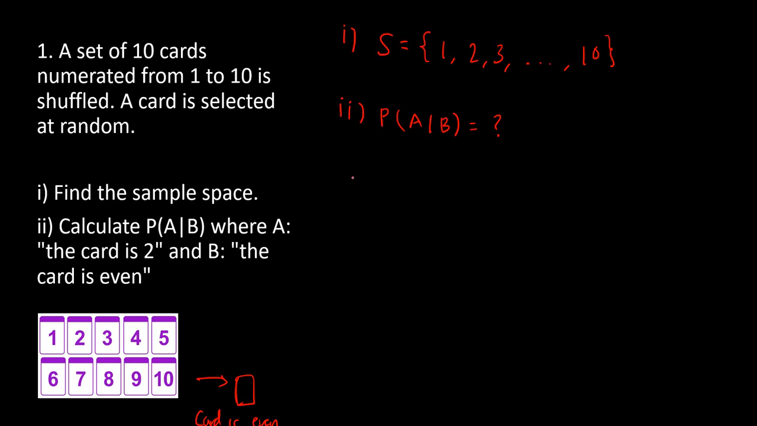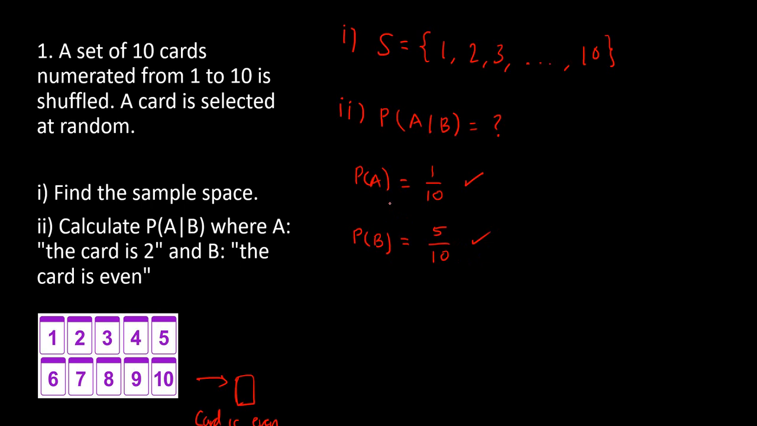You see? So first, let's do this. What is the probability of A, the probability of the card being 2 on its own? When we pick a card from this set, you should agree with me that the probability of the card being 2 is 1 out of 10, right? This is quite simple to understand. Now, can we also calculate independently the probability of B, the probability of the card being even? Yes. How many even numbers do we have? We have 5 out of 10 possible ones. So the probability of the card being even is 5 over 10.